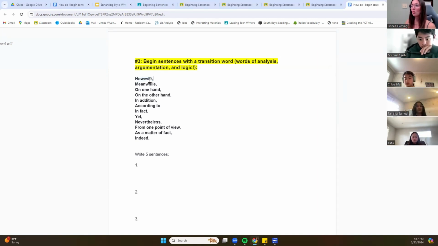So these are all words that you'll use for argumentation, words that help show your reader the flow and logic of your argument. Where are you going to next? What kind of point are you trying to make? So for however, I might do something like this. I love pizza. However, tonight I decided to order pasta.